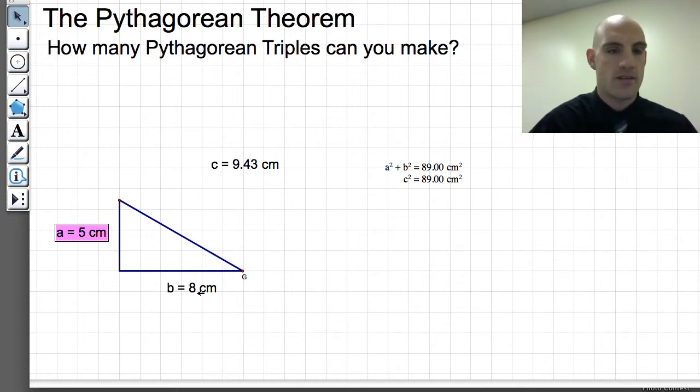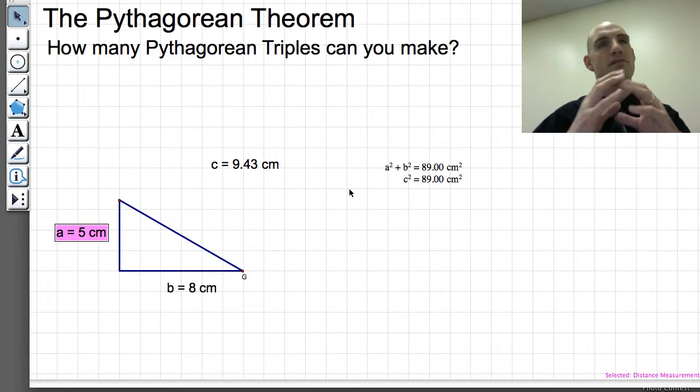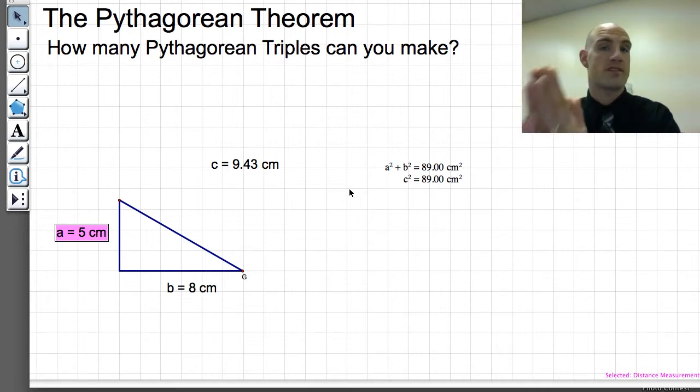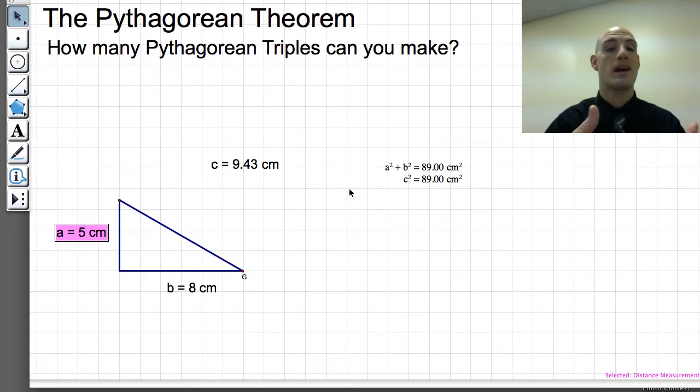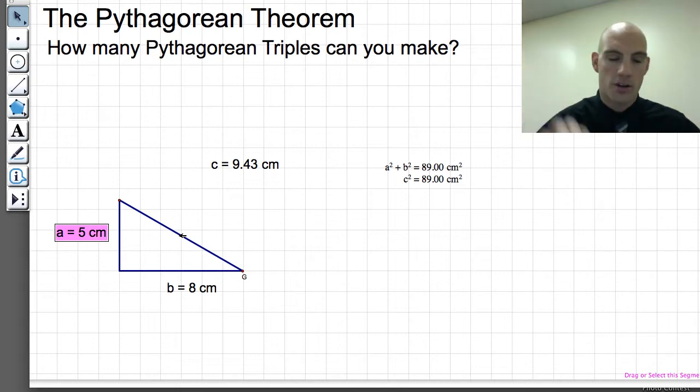So right now a is 5 and b is 8, and c is 9.43. Well, those are going to be equal. My goal in finding Pythagorean triples is to find whole numbers that satisfy this equation. So for example, a and b right now are whole numbers, but c is not. And so I want to move the vertices around to try to get whole numbers for all three of them.